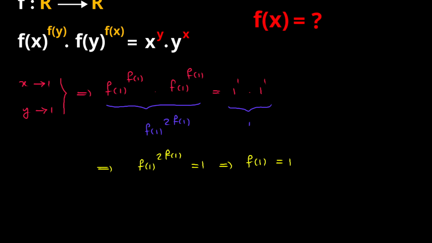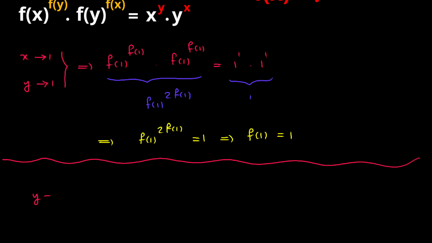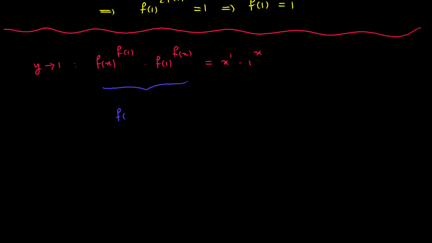Next, we're going to get back to the original equation, and I'm going to replace y with 1. If I do that, I will have f(x)^f(1) times f(1)^f(x) equals x^1 times 1^x. Now notice that we know that f(1) equals 1, so on the left-hand side we will have f(x)^1 times 1^f(x). f(x)^1 is the same thing as f(x), and 1 to any power is the same thing as 1. So f(x) times 1 is going to be f(x).